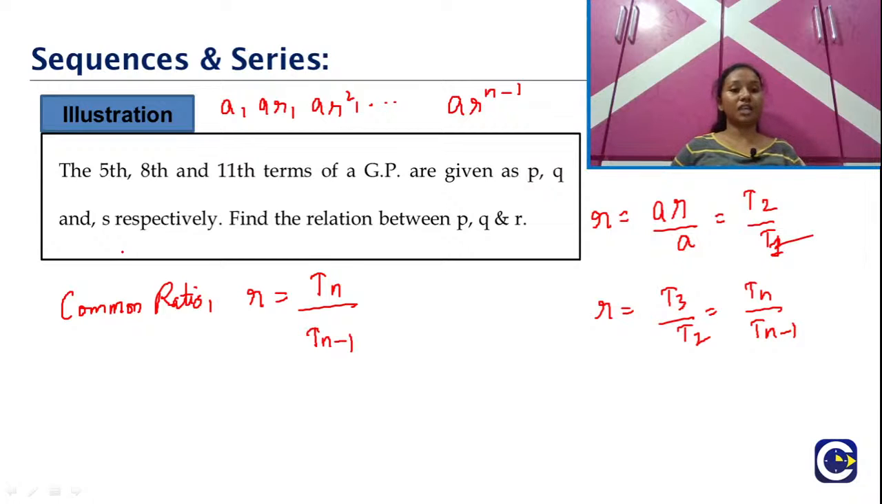The 5th, 8th and 11th terms of a GP are given as P, Q and R.